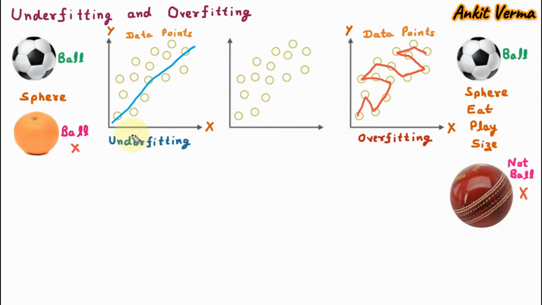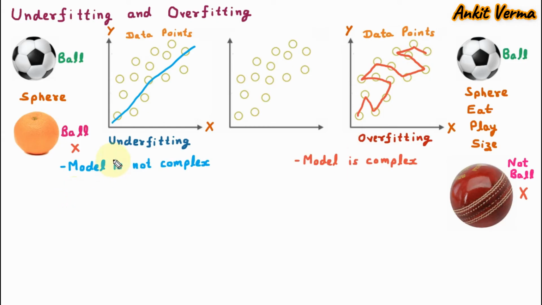In underfitting, we have taken very few properties or attributes. That's why the model is not complex. But in overfitting, we have tried to take all the attributes. That's why the model is very complex.